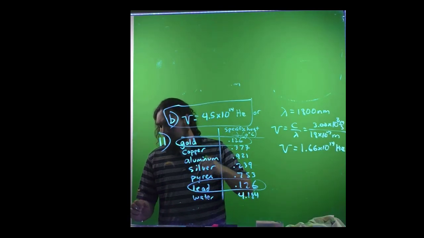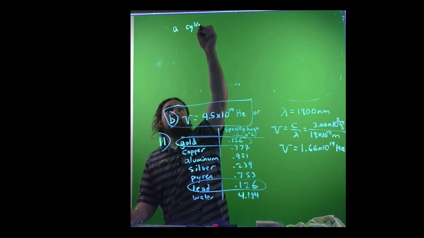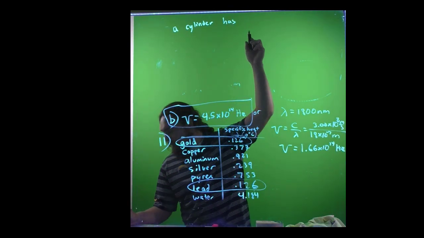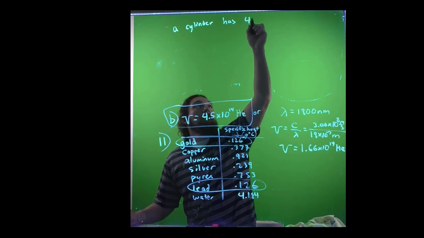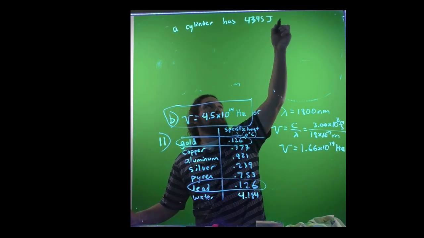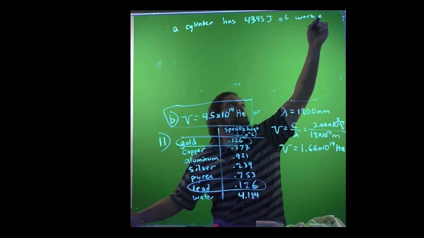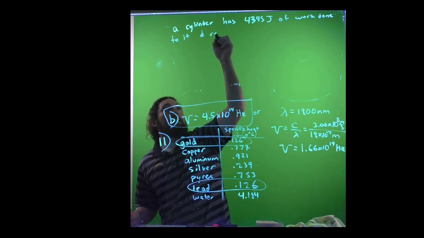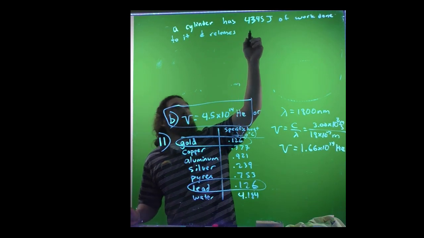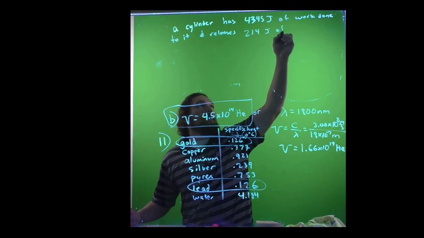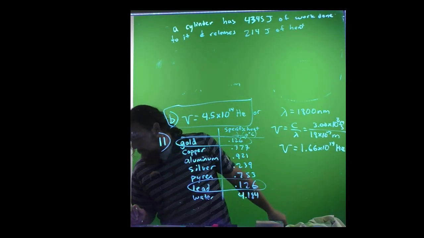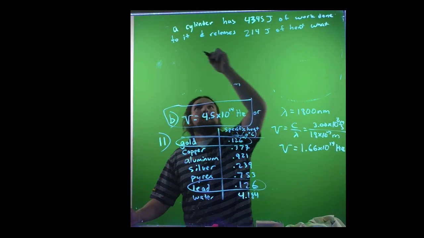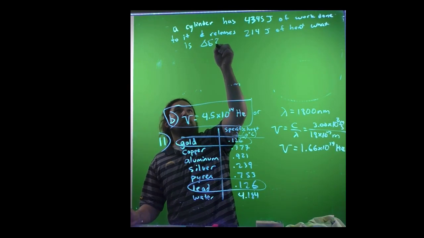So what we see is, if a cylinder has 4,345 joules of work done to it, and releases 214 joules of heat due to friction, what is its change in internal energy, delta E?